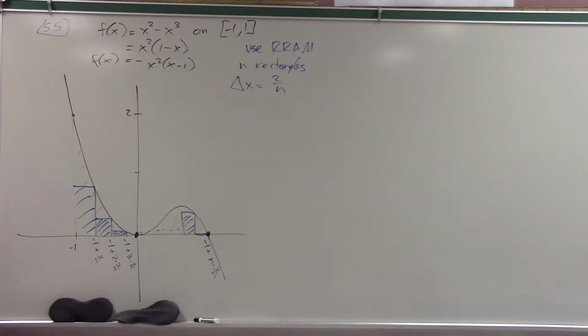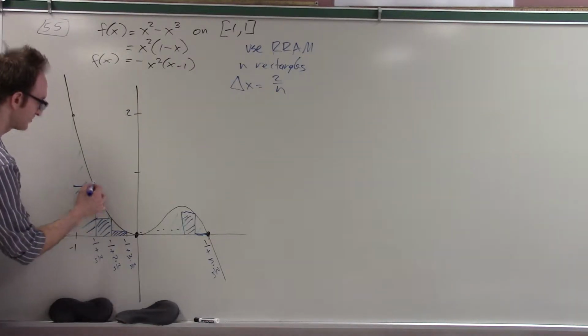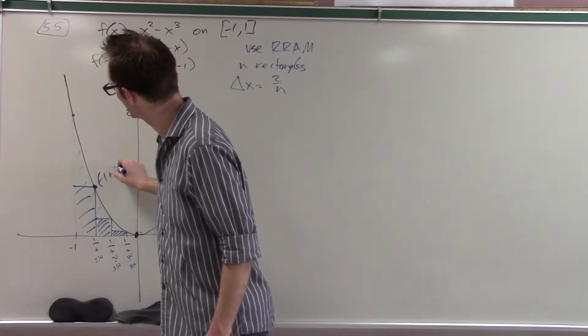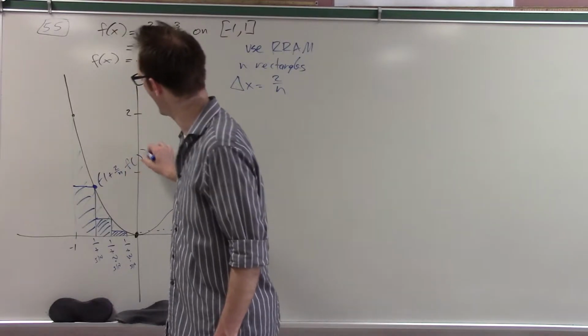Okay, and then you just have to find out what these points are. So, well, this would just be -1 plus 2 over n, comma, f of that.